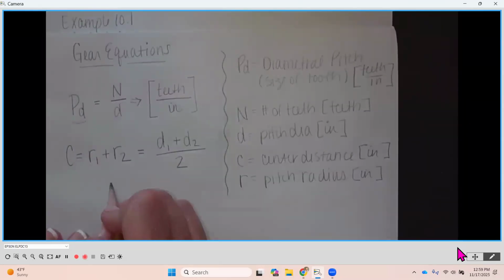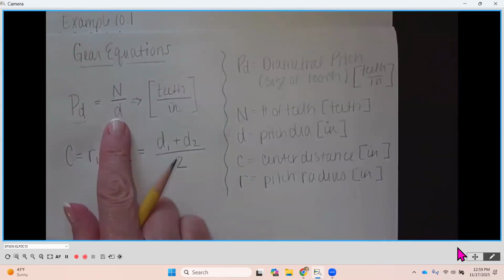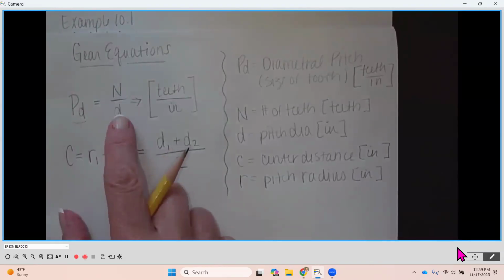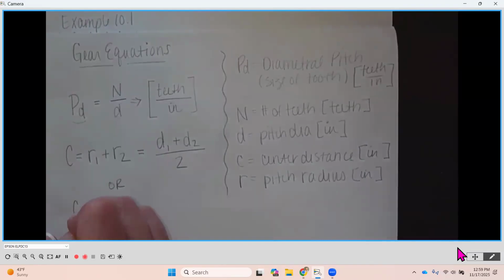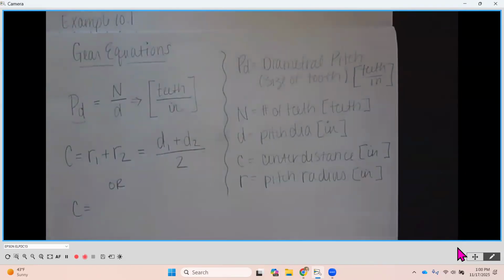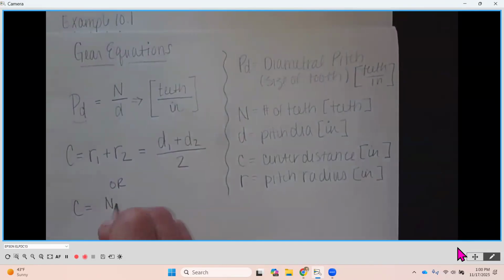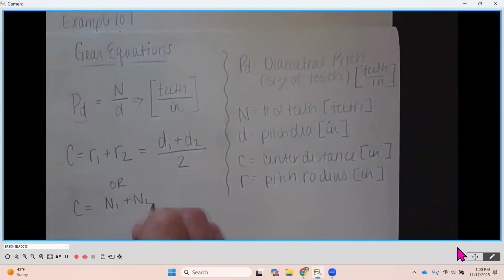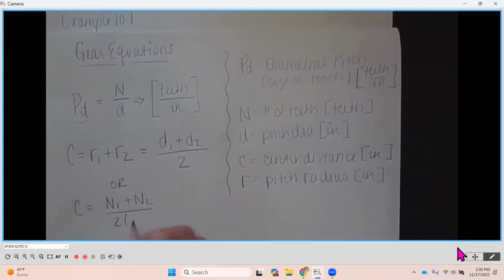Now, another way that we can calculate it, because if we rearrange this, pitch diameter is going to be equal to number of teeth divided by diametral pitch. They do that rearrangement here. So if we go back underneath, using that relationship, we can also use the number of teeth and the diametral pitch. So if I look here, I can say C is going to be equal to the number of teeth on the pinion plus the number of teeth on the gear divided by 2 times the diametral pitch.